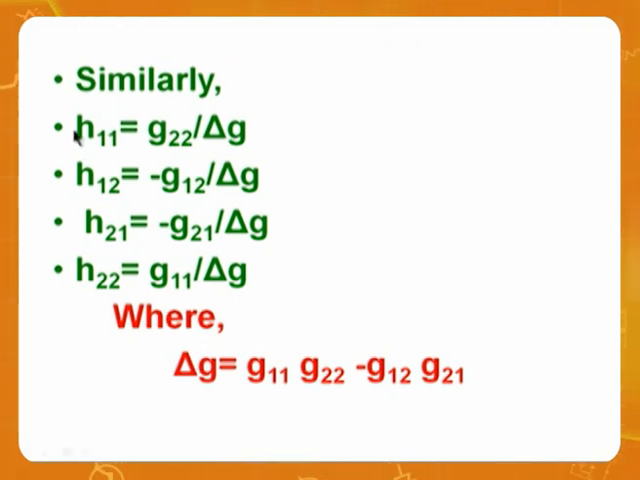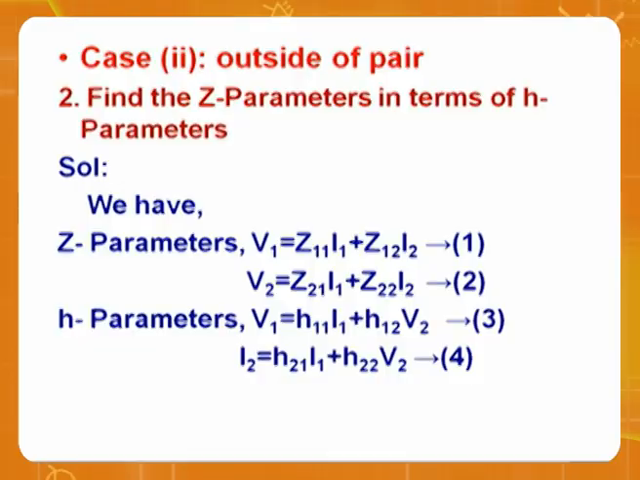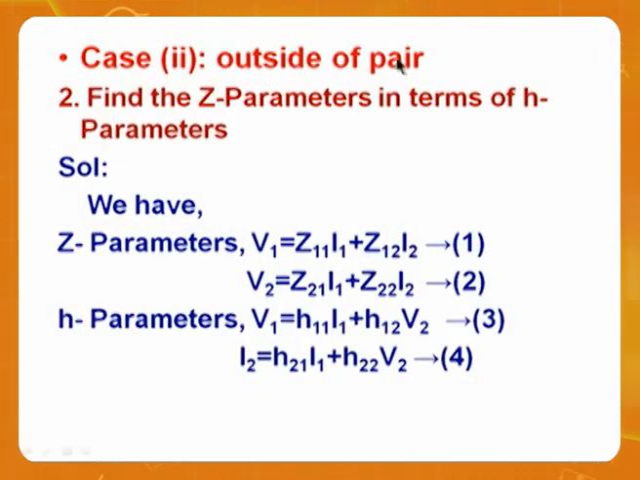Similarly, you can say H and G are inverse, and also you can say ABCD is inverse of ABCD. Right? That's it. Let me take you to case 2. Case 2, I mean outside the pair, that means one from the Z, other from the H. Okay? So I took the problem as find the Z parameters in terms of H.